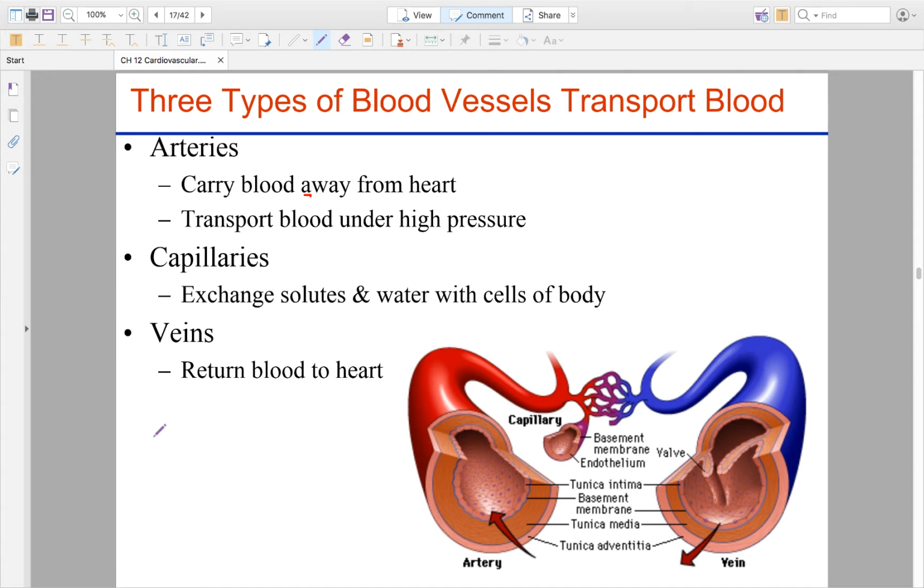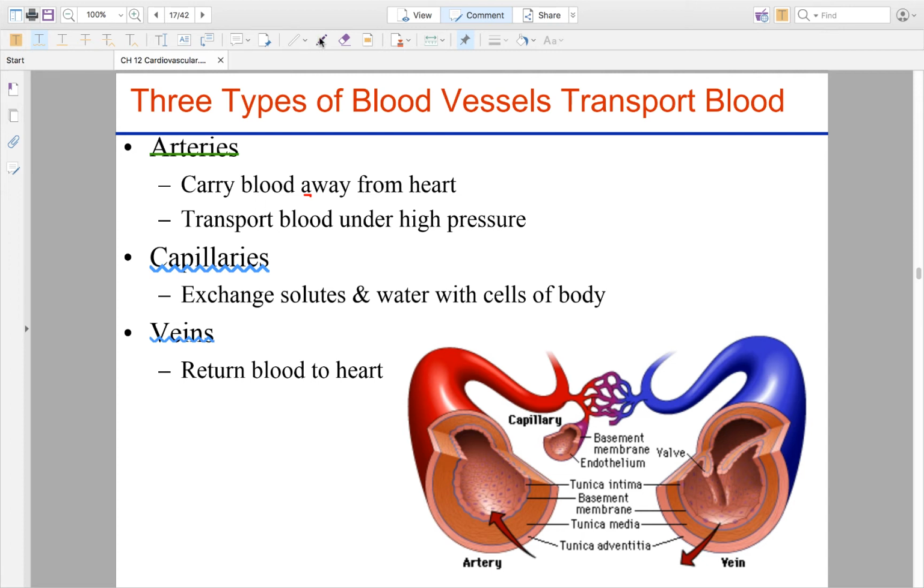Okay, so we're talking about the cardiovascular system, of course, and the next thing we're going to talk about are the types of blood vessels. Blood vessels transport blood. We have three types of blood vessels. We have arteries, we have capillaries, and veins. All right, so what are these each responsible for?